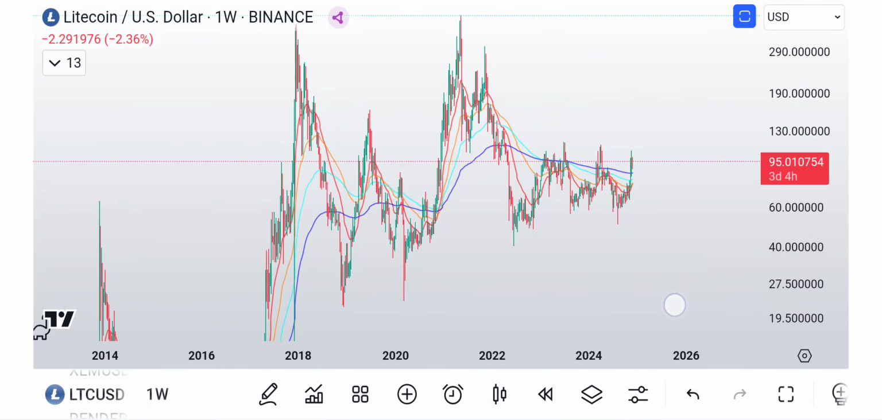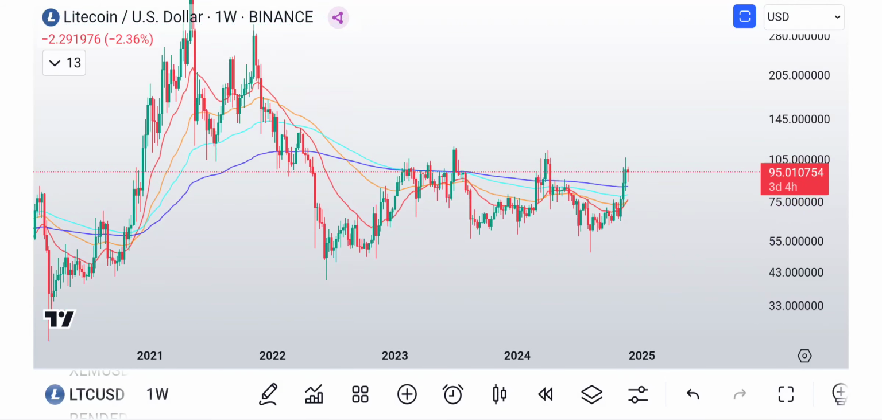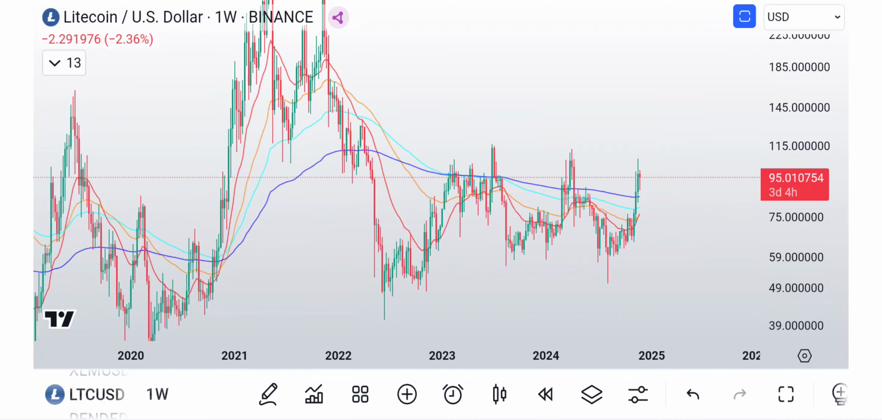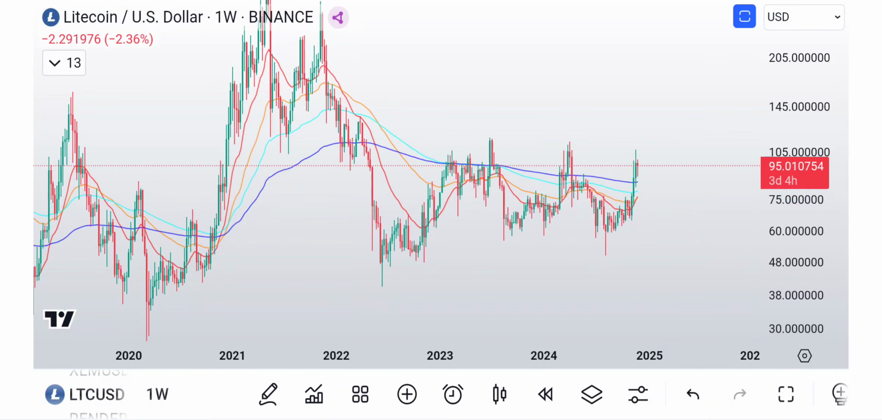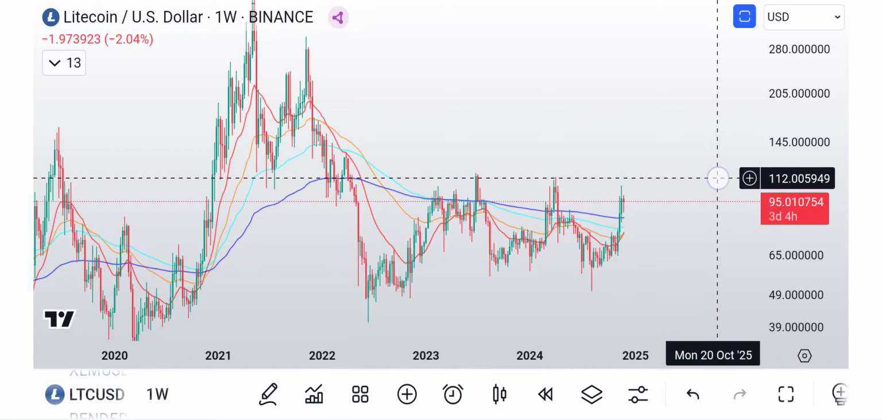I'm not holding it right now. I kind of traded it a little bit. I got in, I got out. I'm still kind of picking my spots here. But I will own this once we break through it.